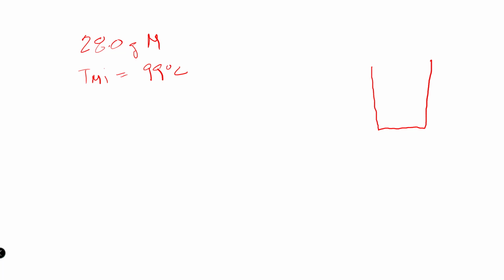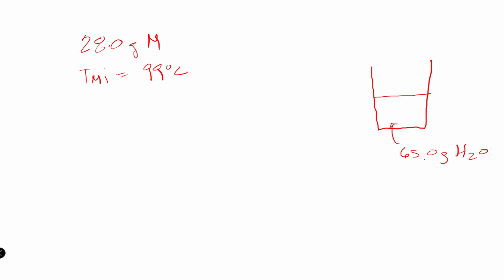And what you have is a 28.0 gram metal slug. We'll just say M for slug, all right? And the initial temperature of this metal slug is 99 degrees. So they've heated it up, okay? And this is constant pressure calorimetry, so that means it's like a coffee cup. So here's my coffee cup, and inside this coffee cup initially is 65.0 grams of water.